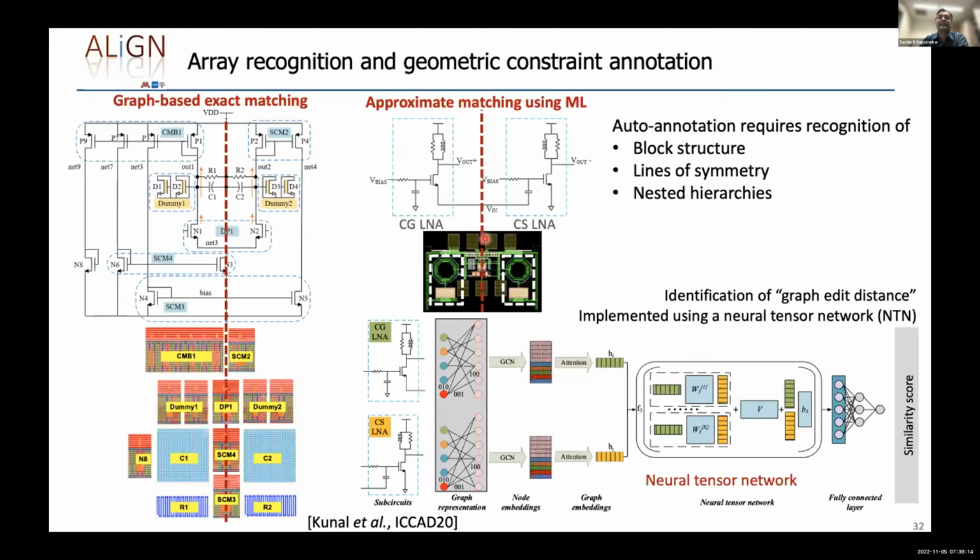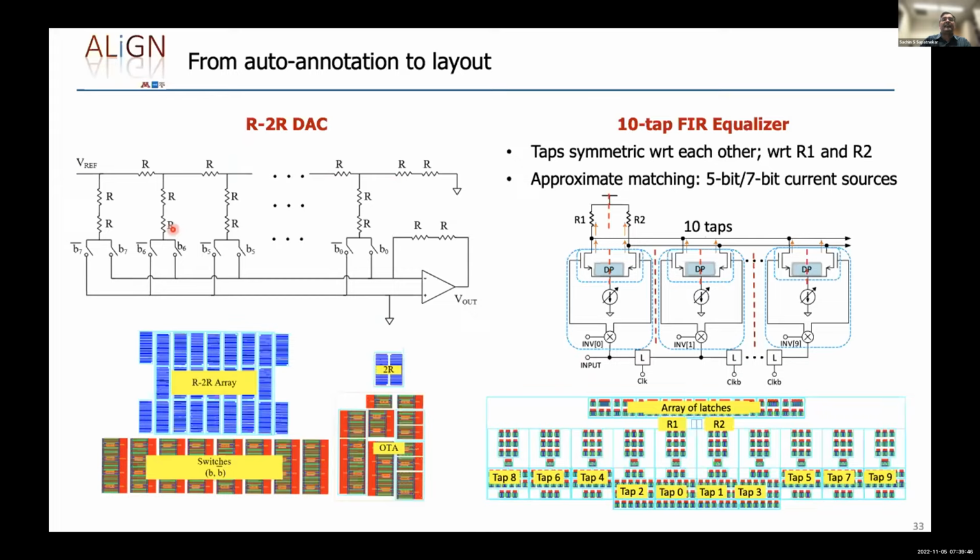The way that we perform this approximate matching is that there is, again, some work on trying to discover graph similarity scores. And so you can input 2 graphs over here, you can encode the feature vectors, and then based on this network, you can output a similarity score. And that is used to determine whether the graphs are similar enough to be symmetric or not. So using this, we were able to find regularity in structures. This is an R2R DAC, and you can see that this R2R structure with the switches is repeated several times, and that is discovered as shown here.